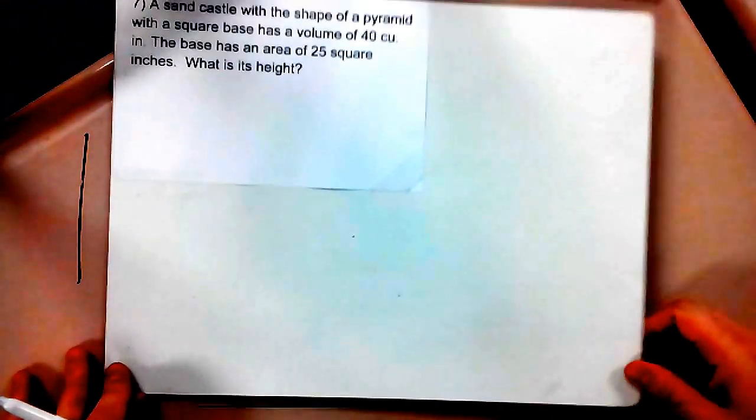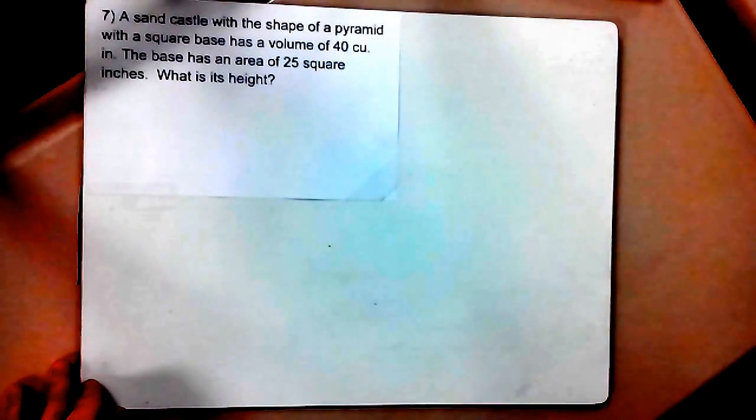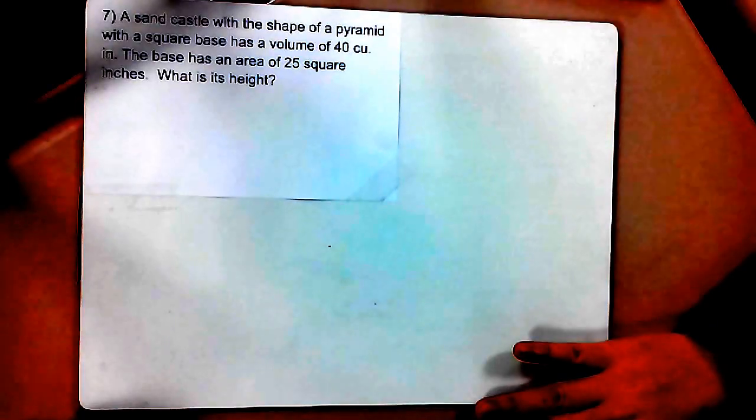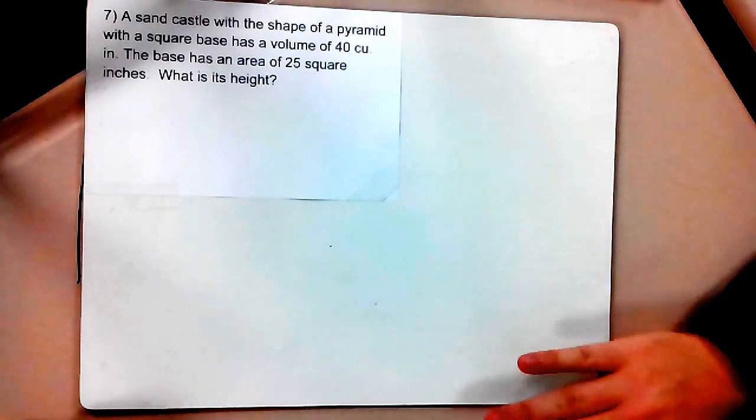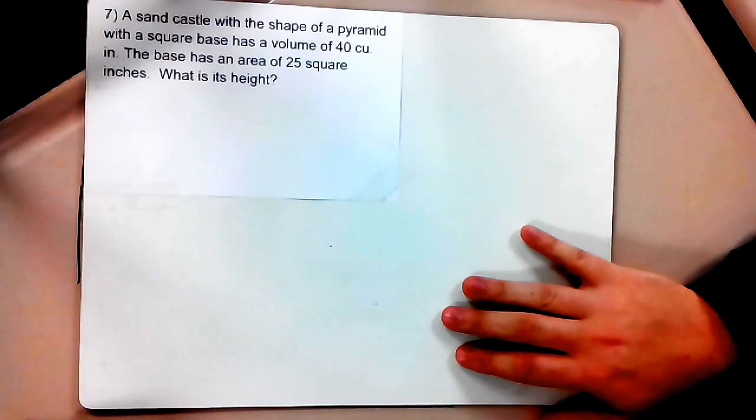Okay, next. And let me make sure you can see that. Yes, you can. All right, a sandcastle with the shape of a pyramid with a square base has a volume of 40 cubic inches. The base has an area of 25 inches.